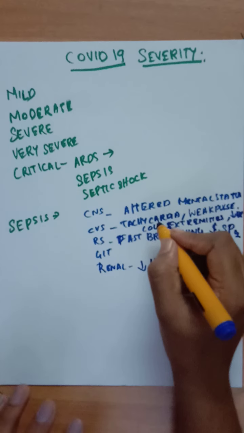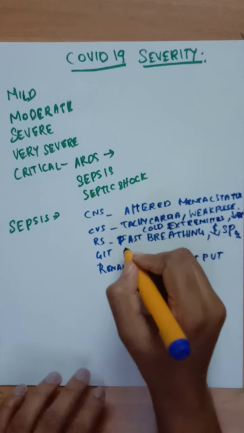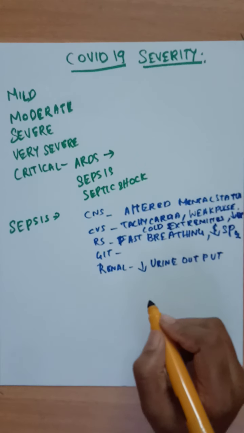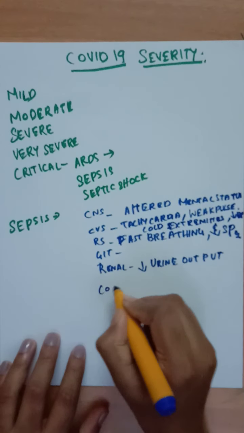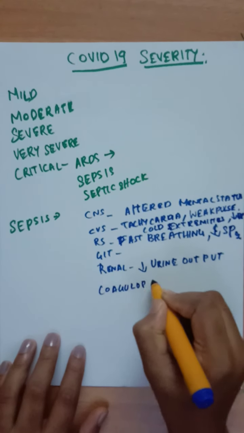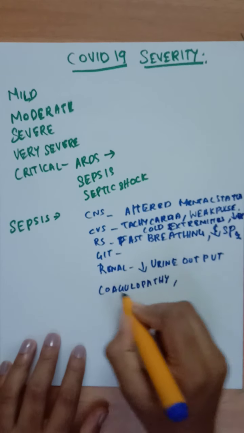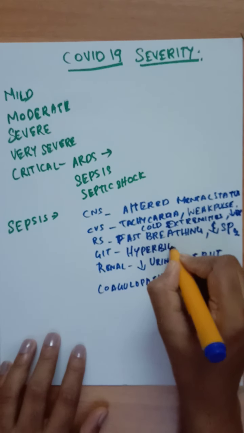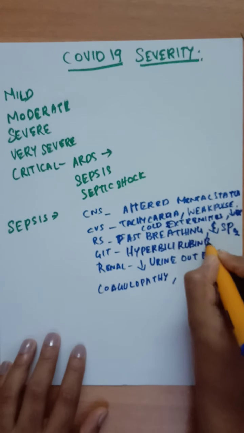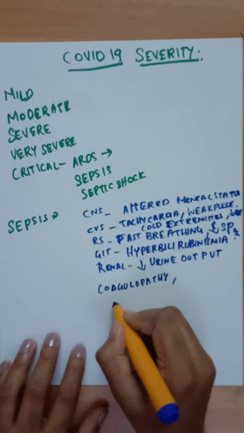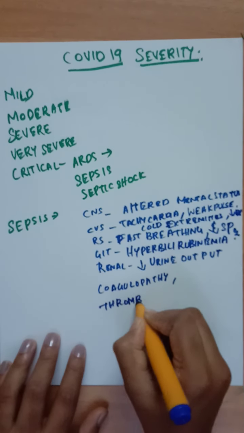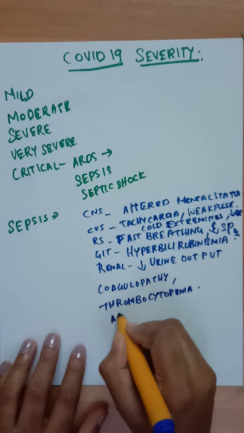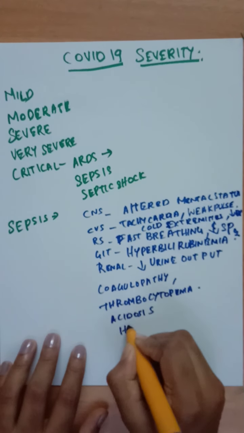Then there will be loose stools as part of the multi-organ dysfunction, and laboratory evidence of coagulopathy, thrombocytopenia, and hyperbilirubinemia, along with acidosis and high lactate.